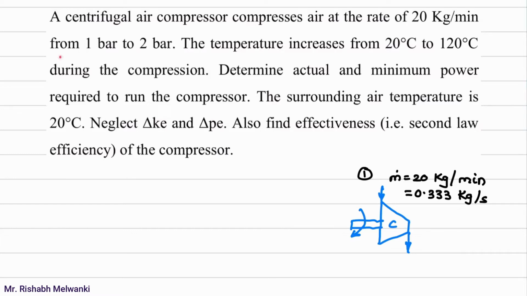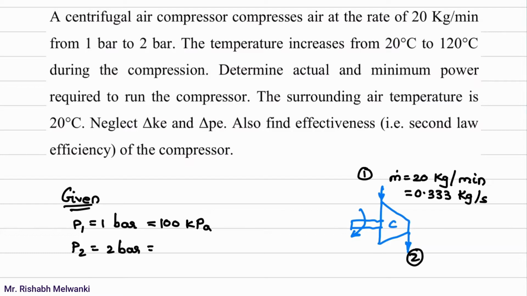From 1 bar to 2 bar. So air is compressed from 1 bar to 2 bar, meaning pressure at point number 1 is given. So I'll write down over here, given: pressure at point number 1 is 1 bar, and this is point number 2 on the bottom side. 1 bar means 100 kilopascal. And pressure at point number 2 is 2 bar, equal to 200 kilopascal.